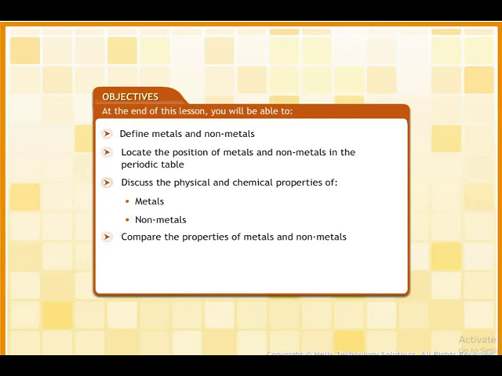At the end of this lesson, you will be able to define metals and non-metals, locate the position of metals and non-metals in the periodic table, discuss the physical and chemical properties of metals and non-metals, compare the properties of metals and non-metals.